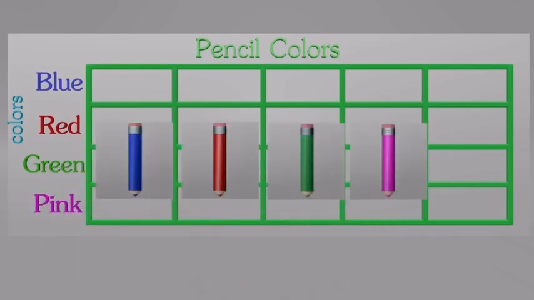Now, to show the number of colored pencils we have, we are going to use these pictures of pencils. Each one of these pictures will represent one pencil. When using a picture graph, we need to use a key. The key tells us what the symbol or picture means. One of these pictures represents one colored pencil.